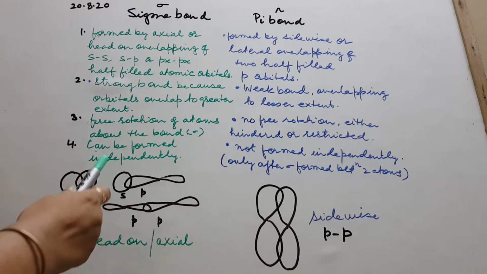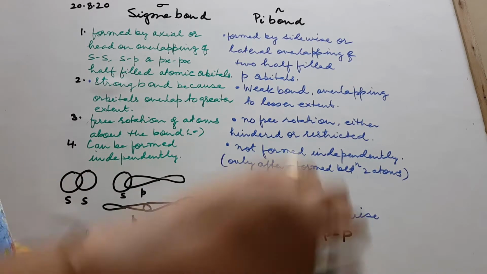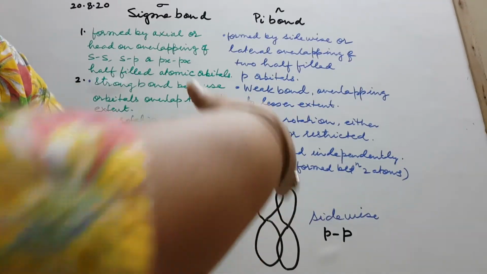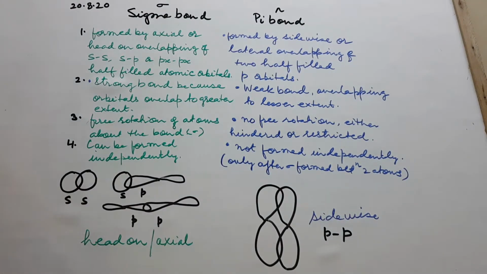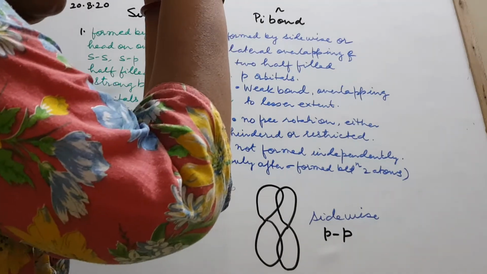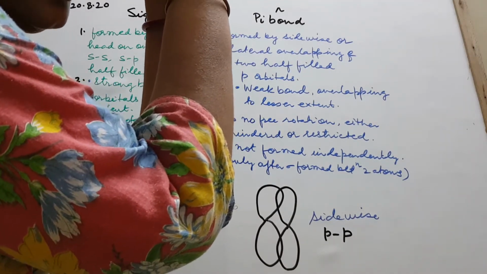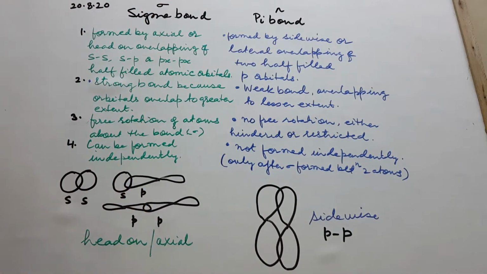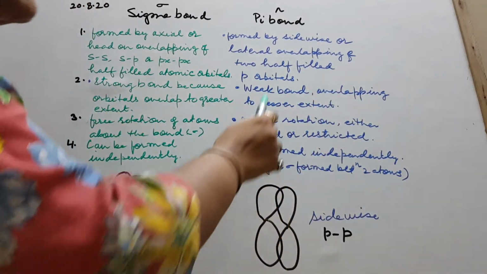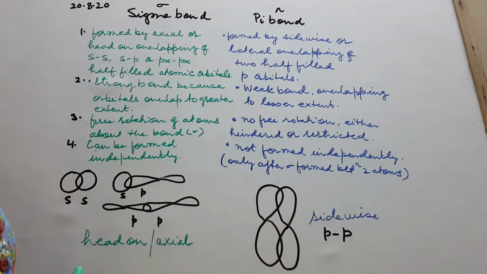Then children, since in a sigma bond the overlapping is greater, head-on, almost complete overlapping, the overlapped area is greater and the bond is strong. And in a pi bond, this is lateral, sidewise overlapping. You see, it's difficult to overlap. So here, since the overlapped area is lesser, the overlapping is to a lesser extent, hence it is a weak bond. So a pi bond is a weak bond.